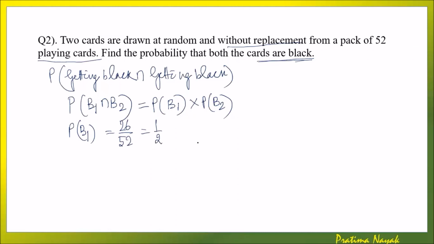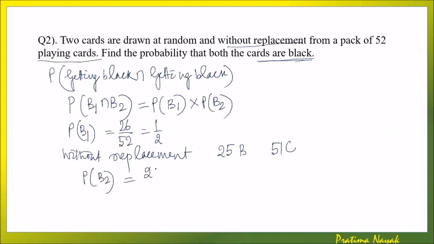And it is given that it is without replacement. Without replacement means we have taken one black card. So now there are how many black cards? 25 black cards. And how many total cards? It will be 51 total cards. So what is the probability of black 2? It will be 25 by 51.